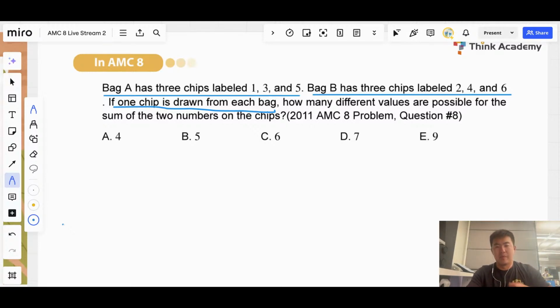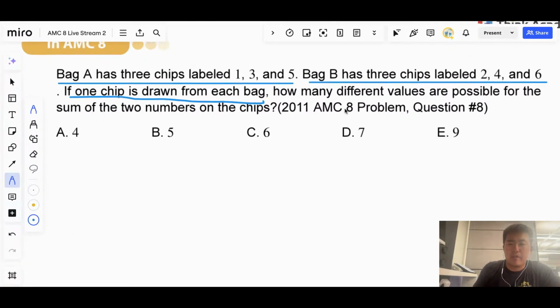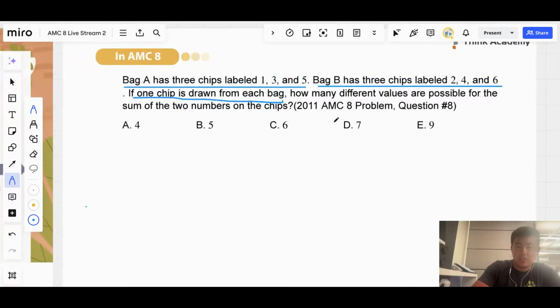That's a restriction, right? So how many different values are possible for the sum of the 2 numbers? Since in this kind of problem we just have 3 in one bag and 3 in another, a total of 6, that's not too much. We can definitely use the method of enumeration.